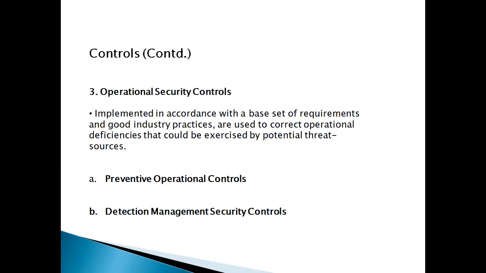Next comes to operational security controls. Operational controls implemented in accordance with the base set of requirements, for example, technical controls and good industry practices, are used to correct operational deficiencies that could be exercised by potential threat sources. So, what comes under these controls? Preventive operational controls. These controls limit external data distribution, control data media access and disposal, control software viruses, safeguard computing facility, secure wiring closets, provide backup capability, establish off-site storage, protect laptops, personal computers, and workstations, protect IT assets from fire damage, provide emergency power source.